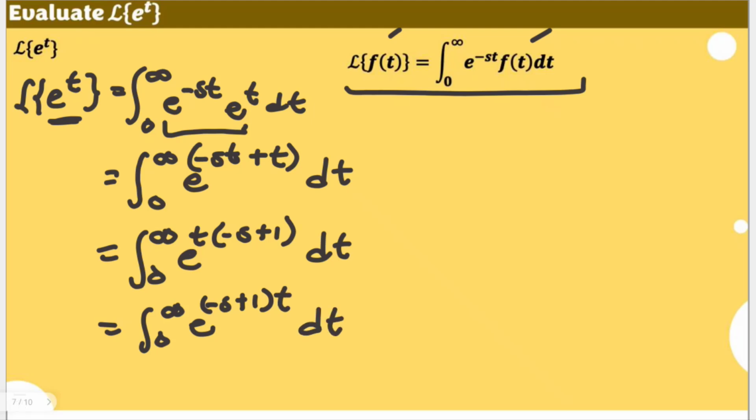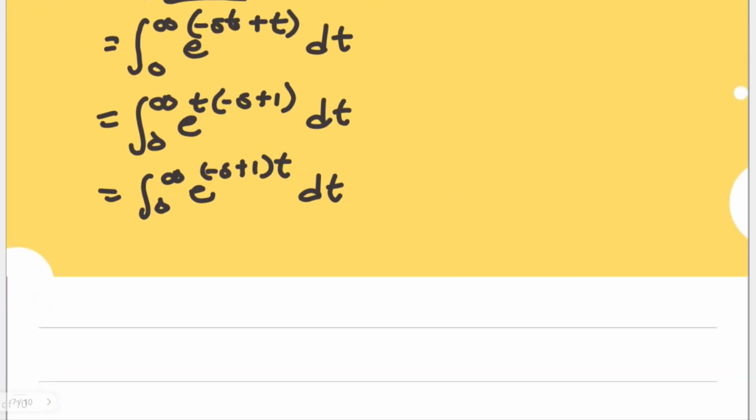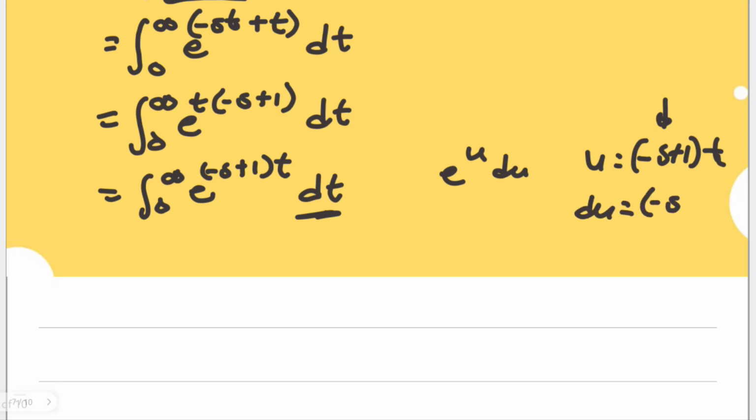Now this can be integrated once we assume this is e to the power of u du. So that would mean your u is negative s plus 1 times t. And take note, we are integrating with respect to t, hence our s is an arbitrary constant. So the du is just negative s plus 1 itself. This should be added here so that we could construct e to the power of u du.